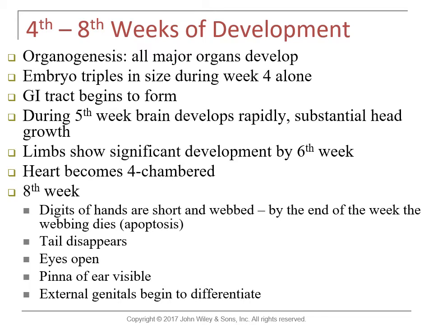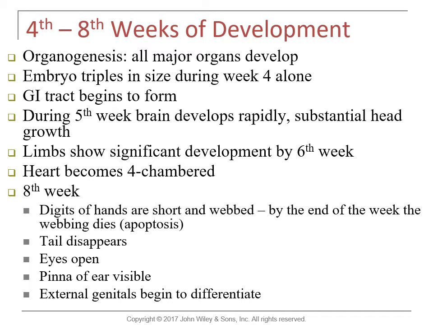By the end of the 6th week, the head grows even larger relative to the trunk, and the limbs show substantial development. In addition, the neck and the trunk begin to straighten, and the heart is now 4-chambered. So by the 7th week, the various regions of the limbs become distinct and the beginnings of the digits appear. Now, at the start of the 8th week, which is the final week of the embryonic period, the digits of the hands are short and webbed, the tail is shorter but still visible, the eyes are open, and the auricles of the ears are visible.